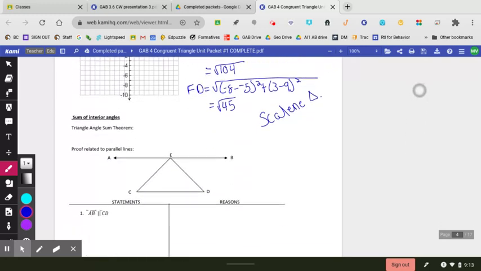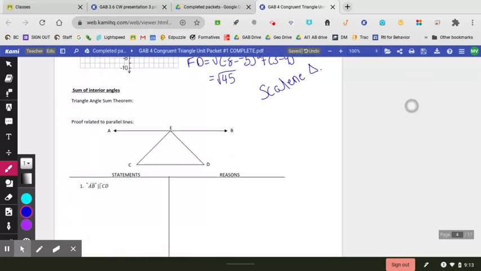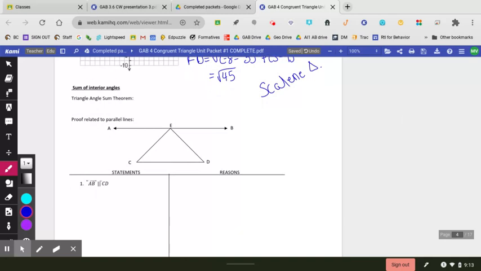Now, triangle angle sum theorem. You've learned this before. The sum of the interior angles of a triangle is 180 degrees. Always. We're going to prove that right now.